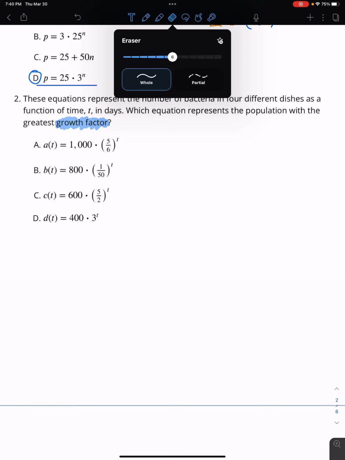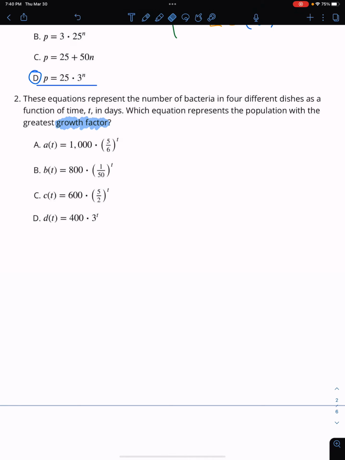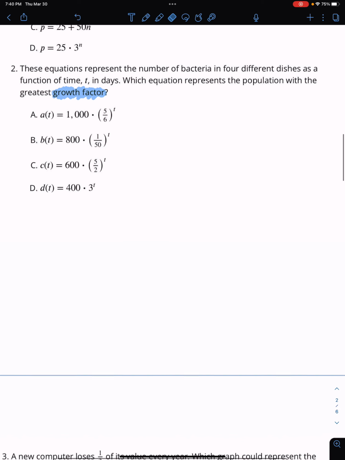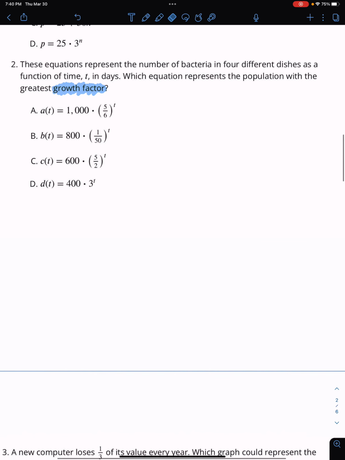Okay, here we are at question 2 of our test on exponentials. These equations represent the number of bacteria in 4 different dishes as a function of time, t, in days. Which equation represents the population with the greatest growth factor?